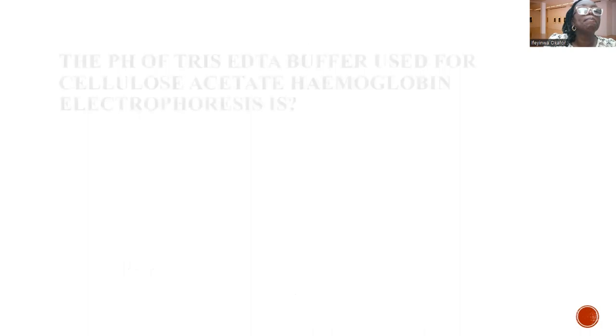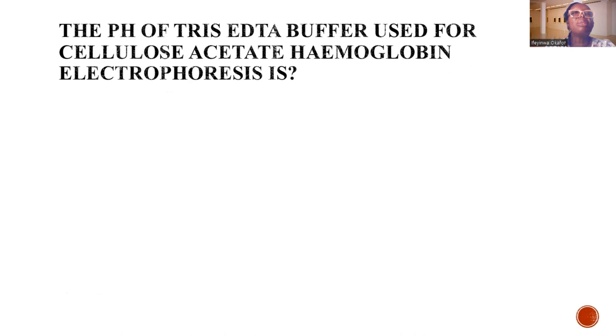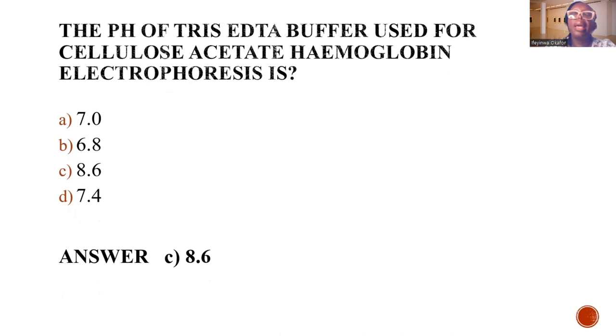The pH of tris-EDTA-borate buffer used for cellulose acetate hemoglobin electrophoresis is: 7.0, 6.8, 8.6, 7.4. Answer, C, 8.6. The pH of the buffer used for cellulose acetate hemoglobin electrophoresis is 8.6.